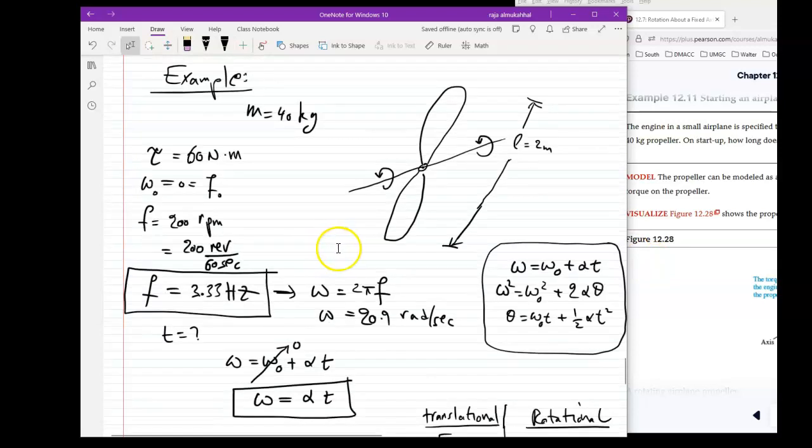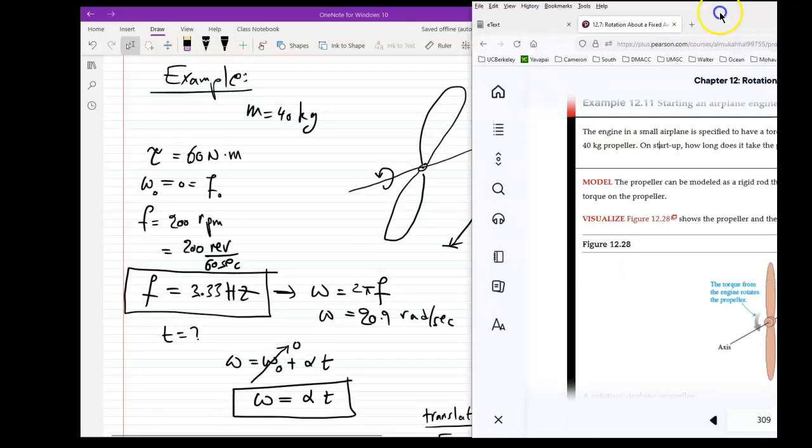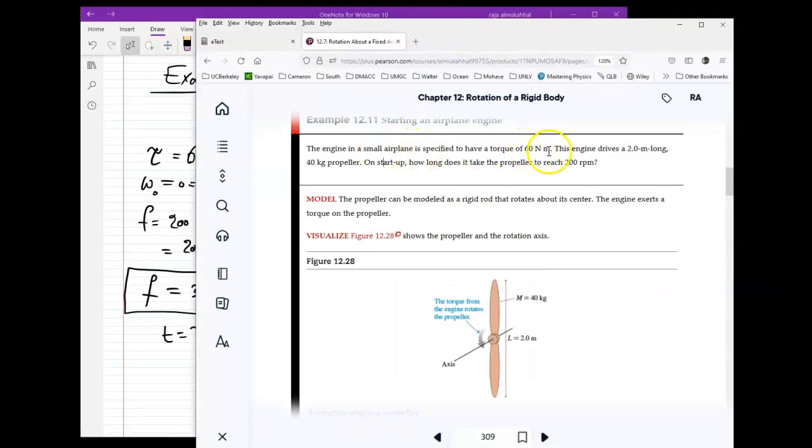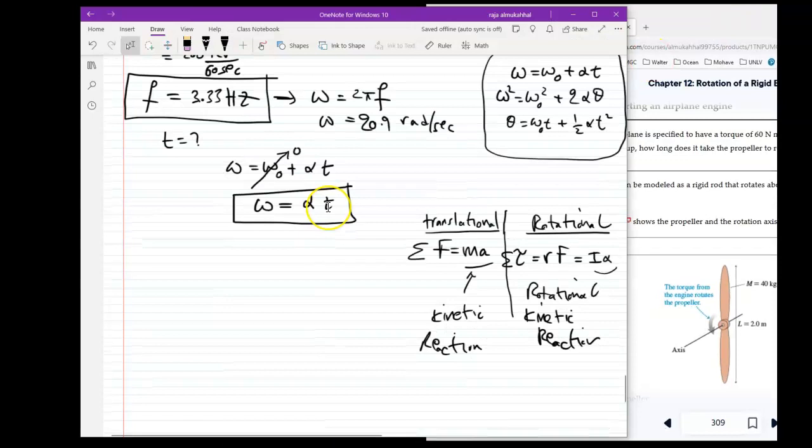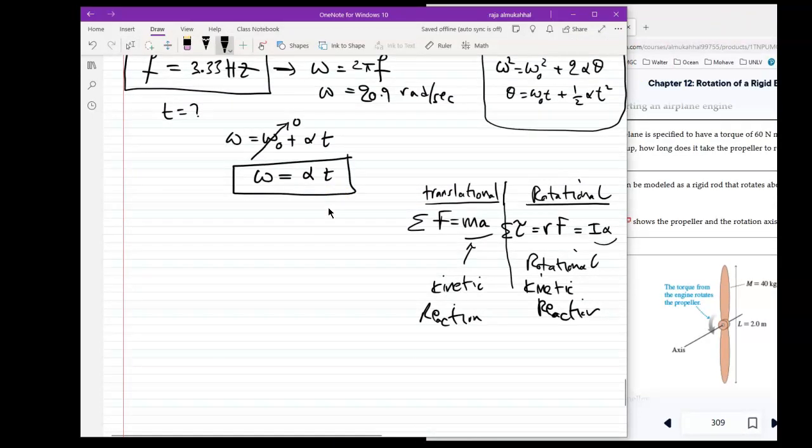So what he did in this problem, he gives me the torque. He said the torque is 60 Newton meter. So all I need to do is to equate it to I alpha. I, the moment of inertia of the propeller. I'll come back to it in a sec. So let me do that. So I have here tau is equal to I alpha. And tau is given to me. It's equal to 60 right there, guys. Okay? What is I? I is the moment of inertia of the propeller.